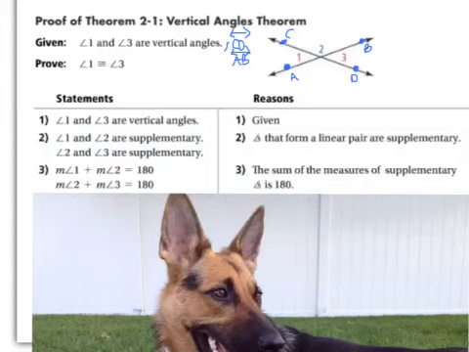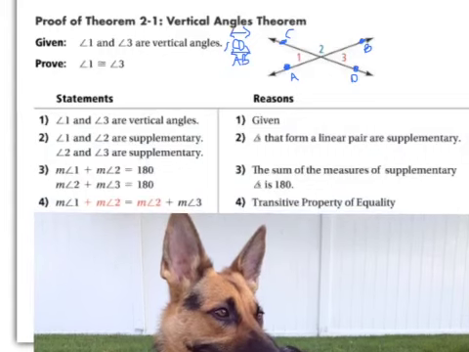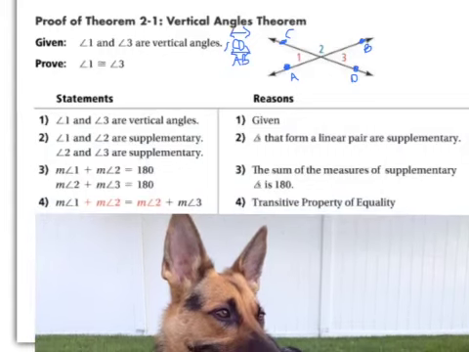Now from here, since they're both equal to 180, since A equals B and B equals C, let's say the measure of angle 1 plus angle 2 is our A and 180 is our B, then B equals C. That means the measure of angle 1 plus the measure of angle 2 must equal the measure of angle 2 plus the measure of angle 3 by the transitive property of equality.